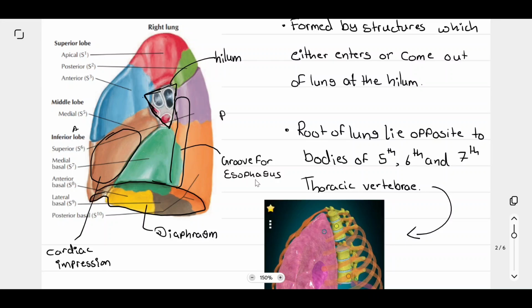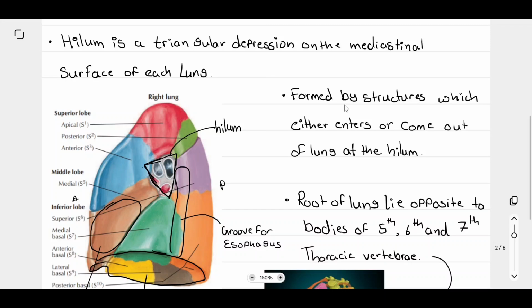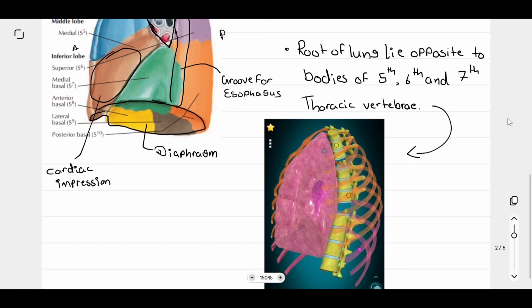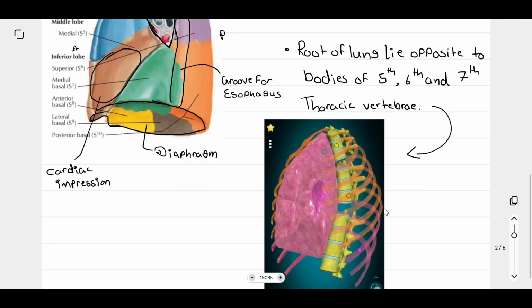Similarly, we have the groove of esophagus, and inferiorly I have the diaphragm, and in the middle portion I have the hilum depression, which is formed by the root of lung. So the root of lung is formed by structures which either enter or come out of the lung at the hilum. I think you are able to understand this. Root of lung lies opposite to the bodies of 5th, 6th and 7th thoracic vertebrae. So this is our 5th, 6th and 7th thoracic vertebrae, and this one is our root of lung.